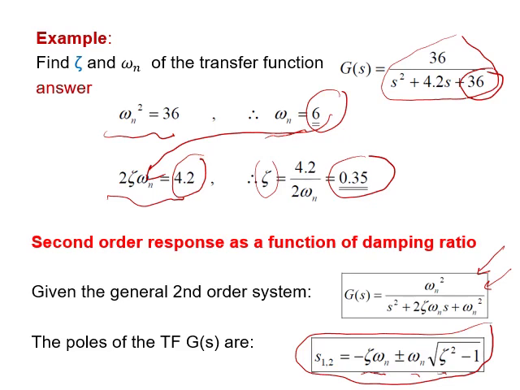We are talking about two poles because it is second order, so they are going to be S1 and S2. So we write both S1 and S2. One is minus zeta omega n plus omega n times the square root of zeta squared minus 1. The other one will be minus zeta omega n minus omega n times the square root of zeta squared minus 1.